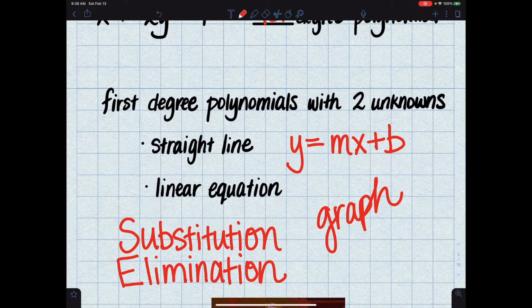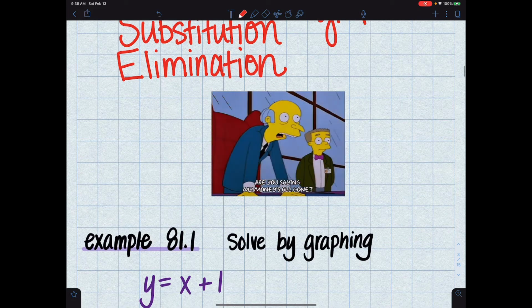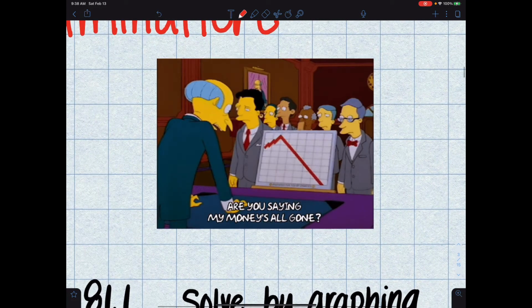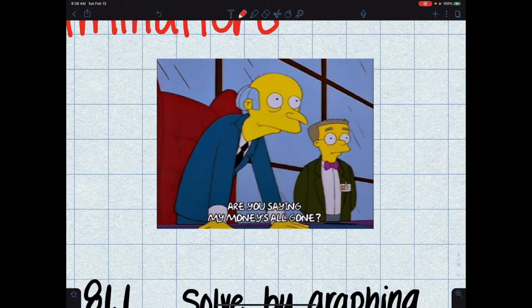All right, now we're going to do example 81.1. First, we're going to look at this. Here's an example of a graph of a line.